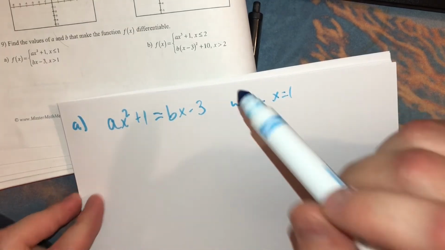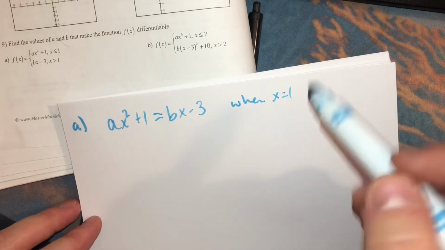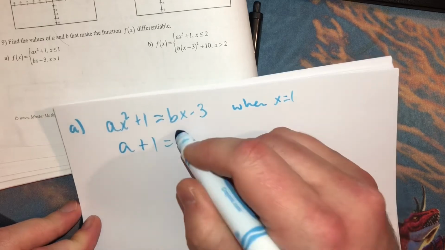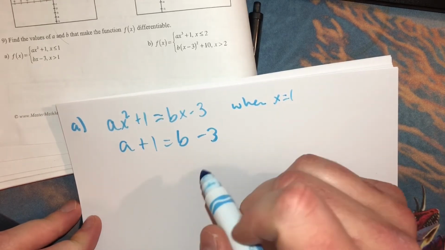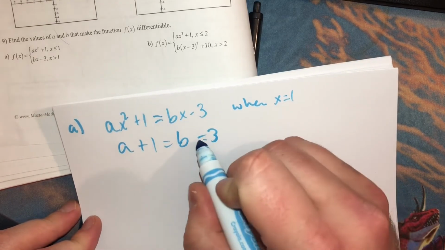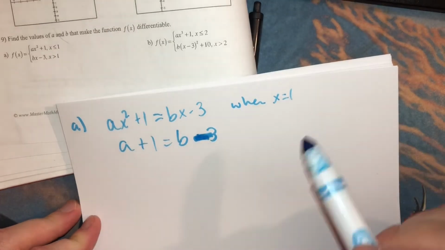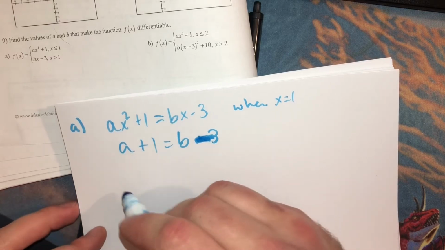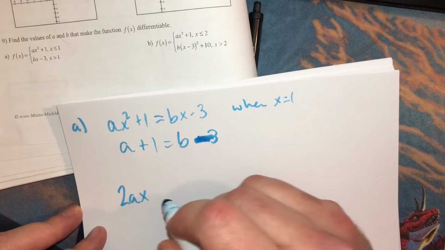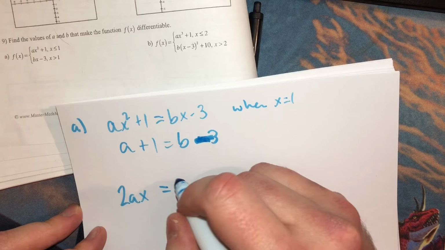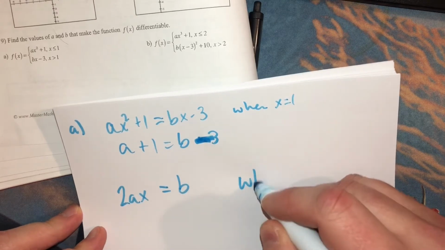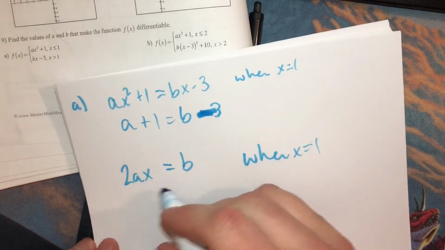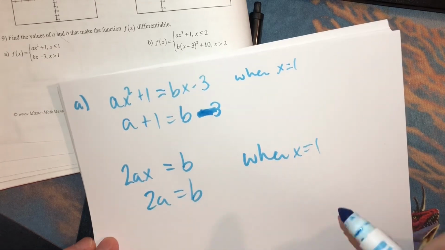But the other thing that also has to be true, wait, hold on, let's plug in 1. So a times 1 squared is a plus 1, b times 1 is b minus 3. Okay, so this has to be true. But the derivative, and a and b are numbers, right? So the derivative is going to be 2ax. And the derivative of bx minus 3 is just b. Wait a minute. So that means that 2a is equal to b.